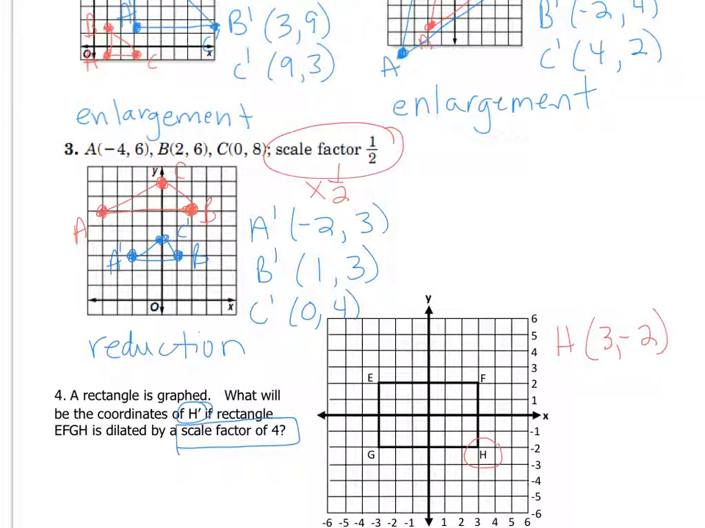So if the scale factor is 4, that's telling me that I need to multiply both of my coordinates by 4. And so H prime is going to be at 12, -8.